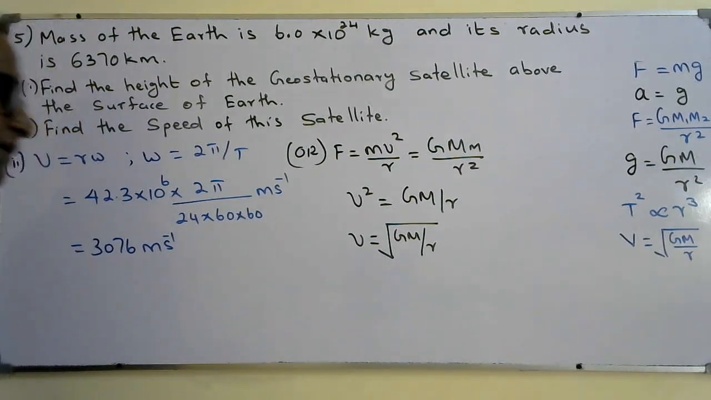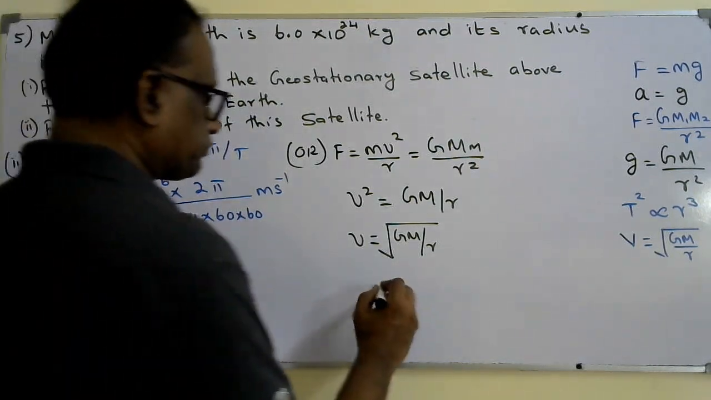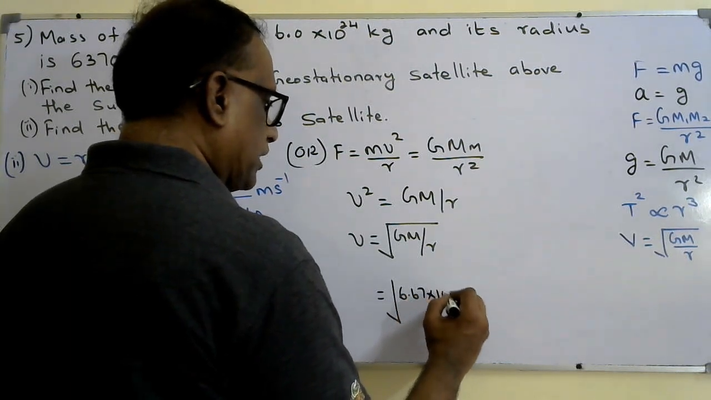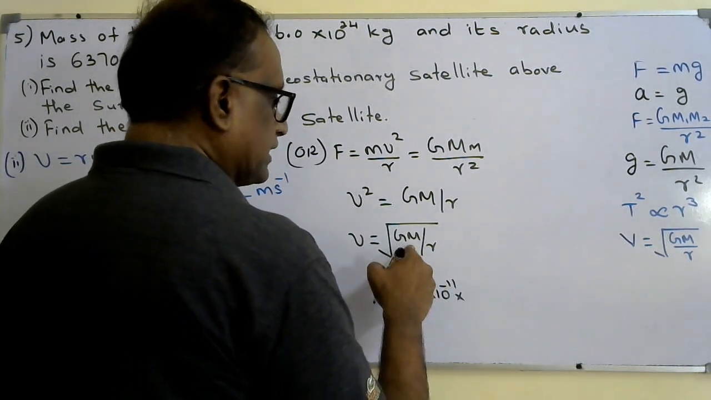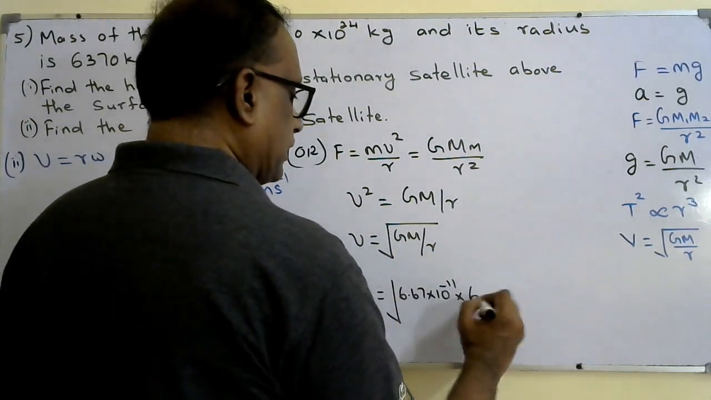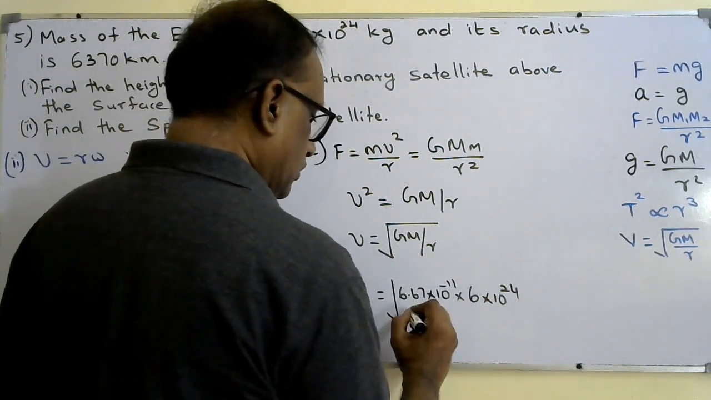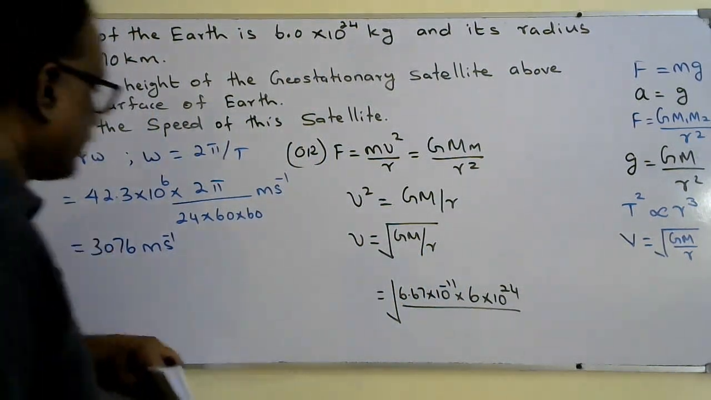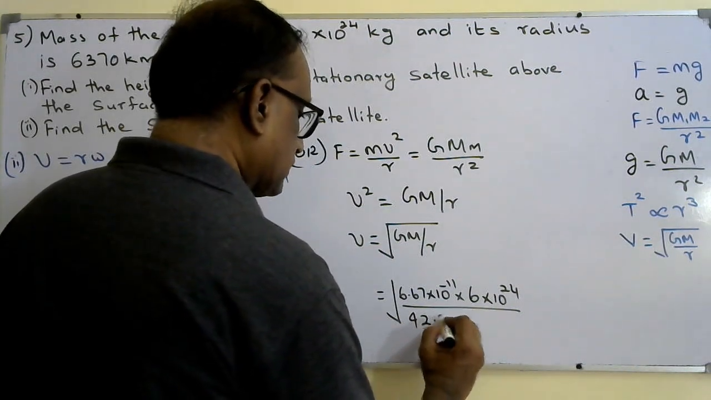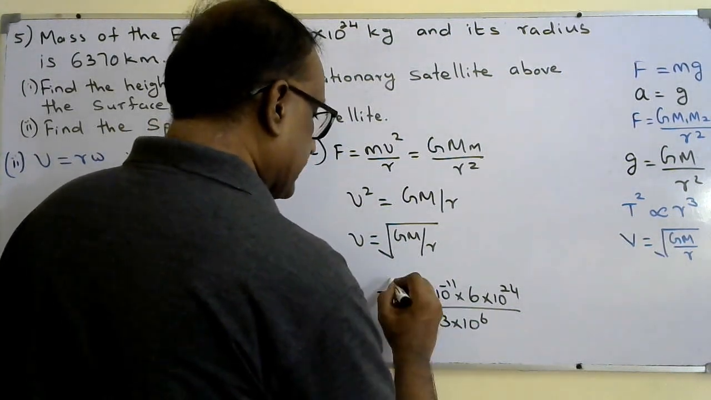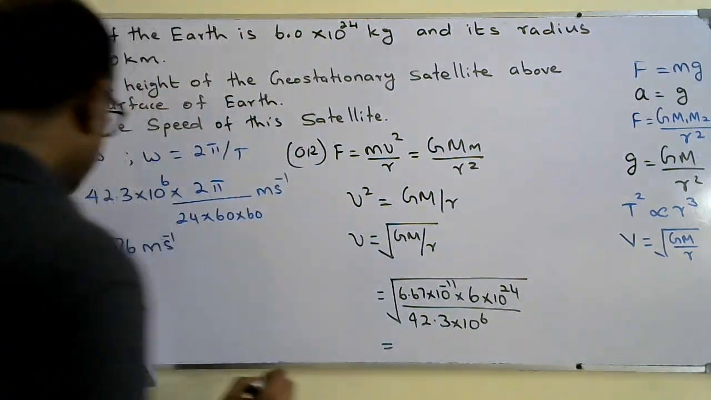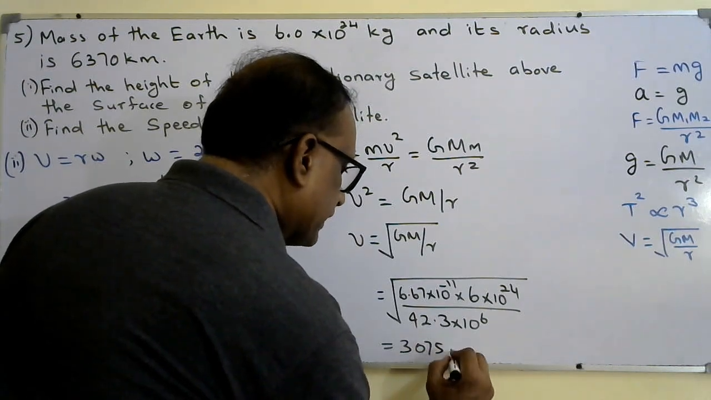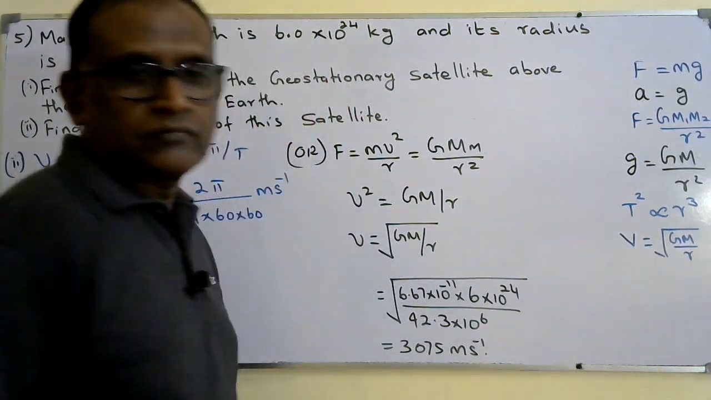Okay, so substitute the values. Square root of G, that is 6.67 into 10 to the power minus 11, mass of the Earth given 6 into 10 to the power 24, over r, we found it in the previous part, that is radius 42.3 into 10 to the power 6 meters. Solve it, you will get exactly the same answer. Maybe it's 3075, you will get 3075 meter per second. Either way you can do.